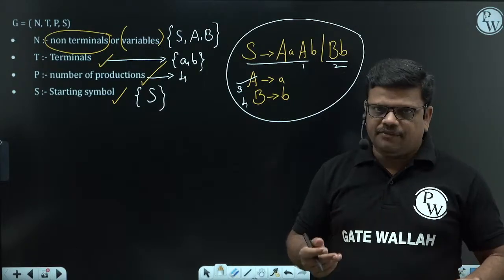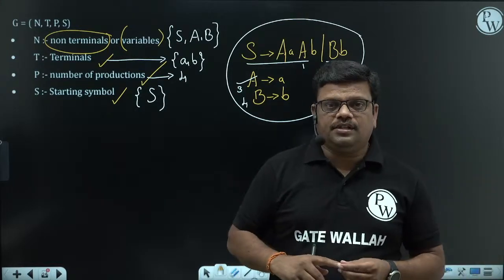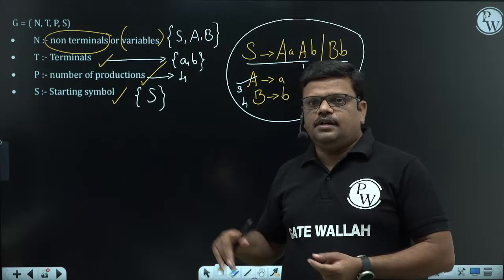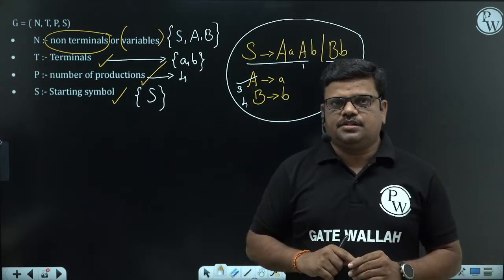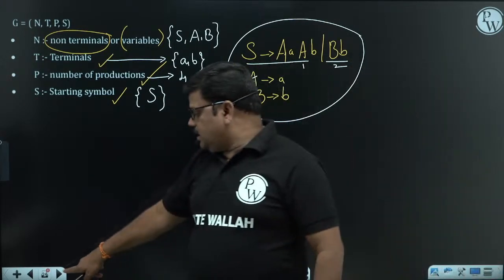Every grammar has these 4 things: variables, terminals, productions, starting symbol. C language grammar, C++, Java, the grammars of all these languages exist in the form of this 4-tuple notation. We can frame them by using this notation. Then we studied derivation.